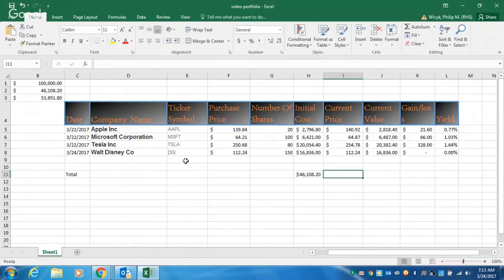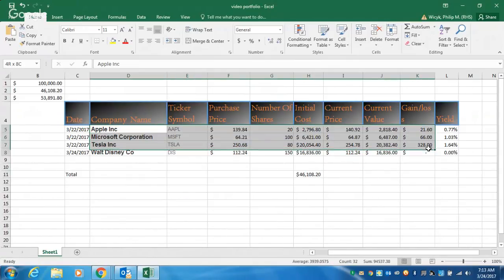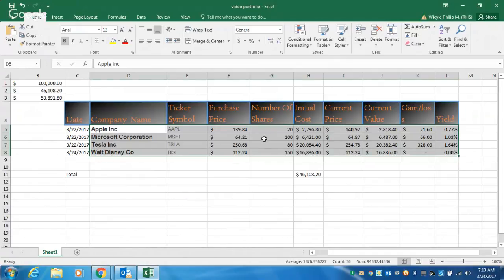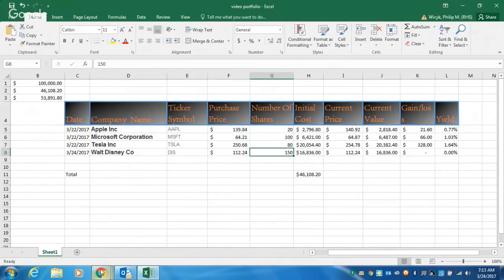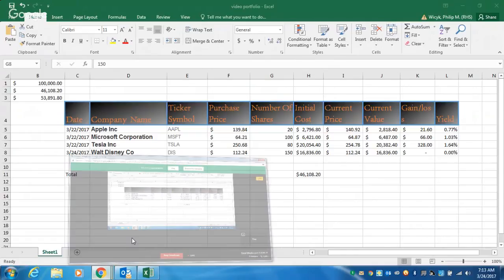All right, tomorrow I'll show you how to represent this data visually, which is another thing Excel does pretty well. Thank you, and see you tomorrow.